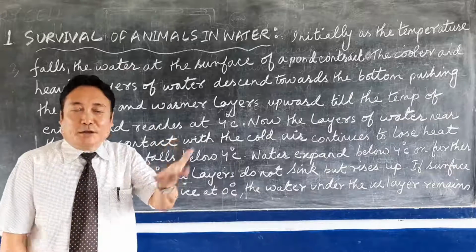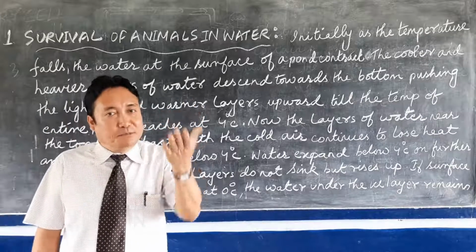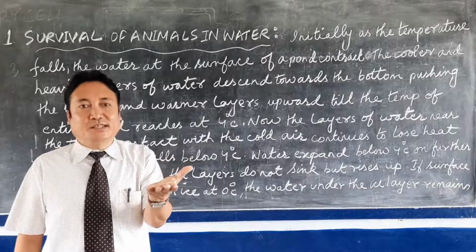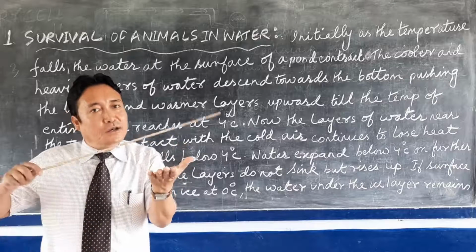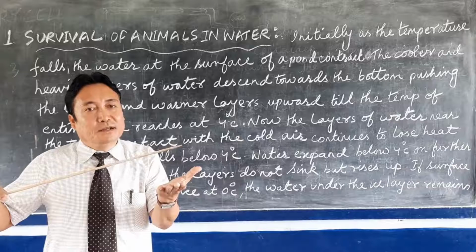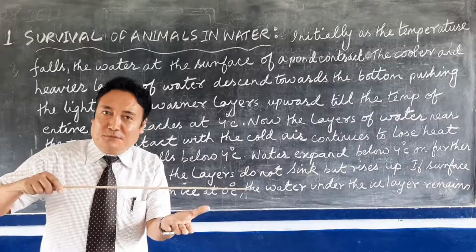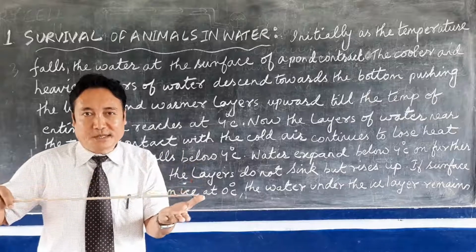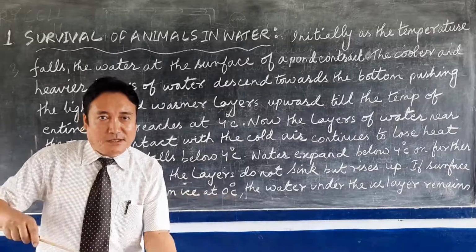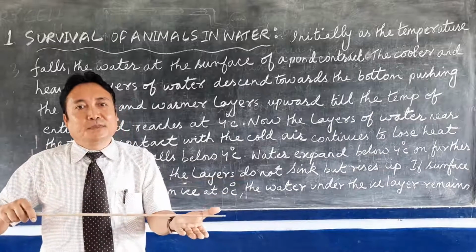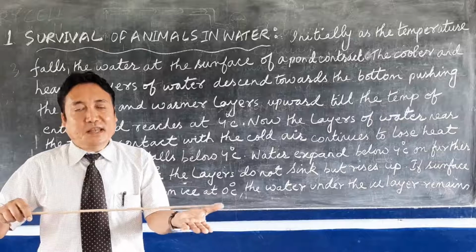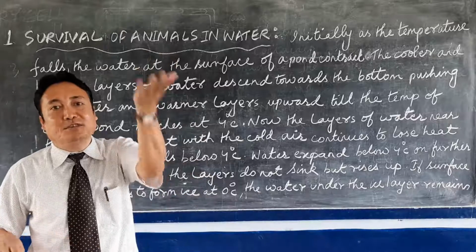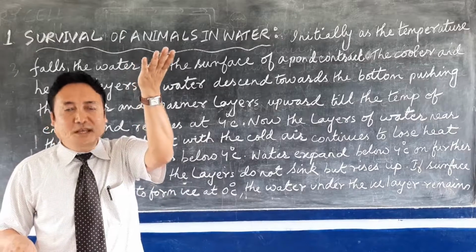Is it clear? So that means the temperature below the ice still remains at 4 degrees Celsius. Only the upper surface of the water, the temperature will fall. When the temperature falls below 0 degrees Celsius, only the upper surface of the water converts into ice. It becomes heavy and sinks down. And the temperature below, in the lake or pond, still remains at 4 degrees Celsius, and it rises up. It pushes the warmer water upward, and this process continues till the temperature remains at 4 degrees Celsius.